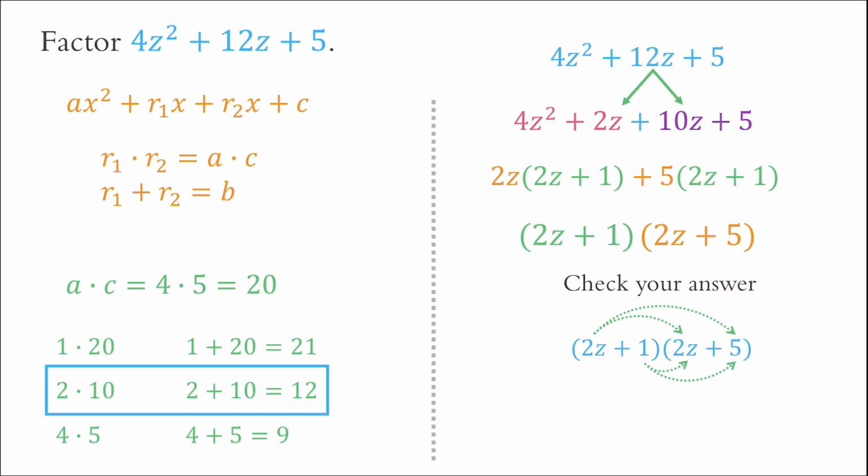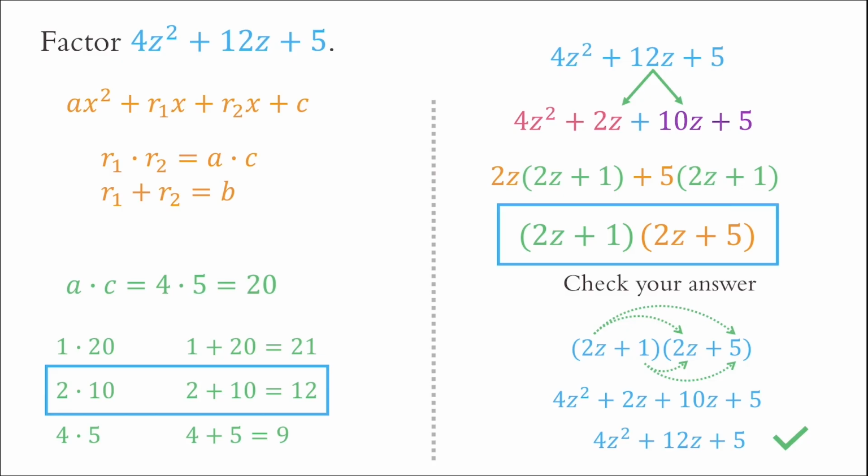When we use the distributive property or the FOIL method to expand our factors, we get 4z squared plus 2z plus 10z plus 5, or 4z squared plus 12z plus 5, which is what we started out with. So our answer is correct. Great! Let's look at another example.